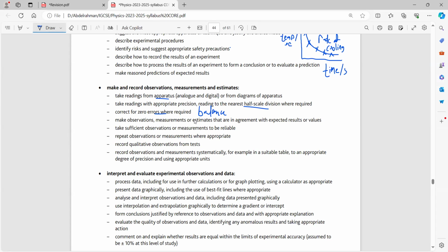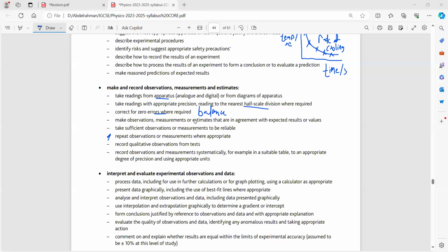Make observations, estimates. Take sufficient observations and measurements. Repeat observations. Again, repeat and take average. This is a really important point. You have to repeat and take average. And I will talk about the experimental accuracy, inshallah. I will state it now. Record qualitative observations for tests.